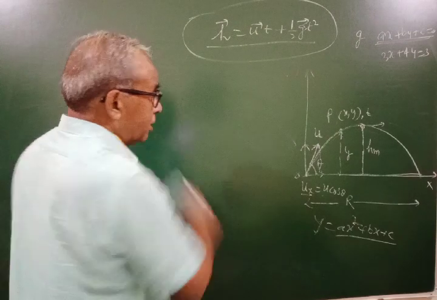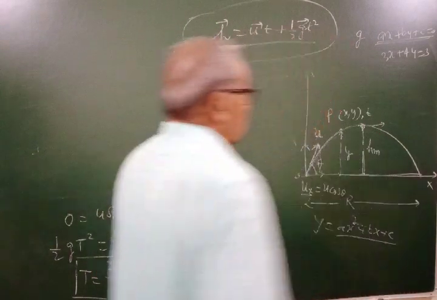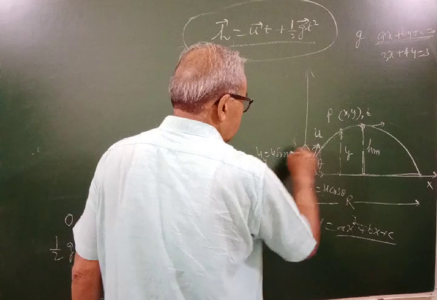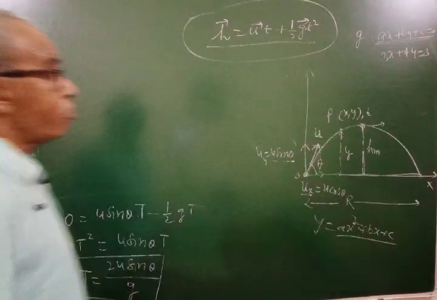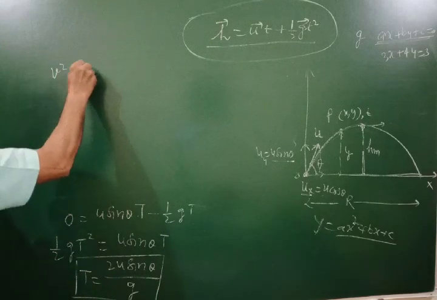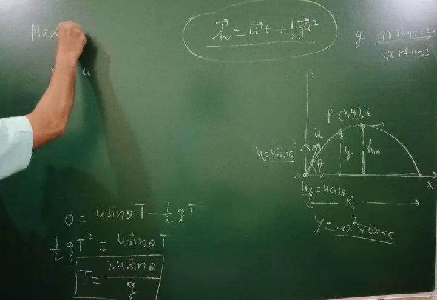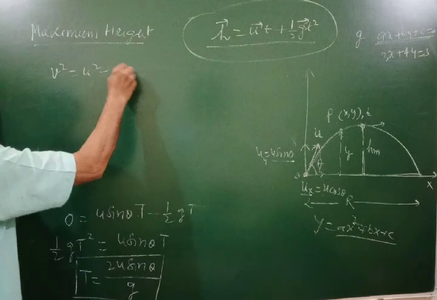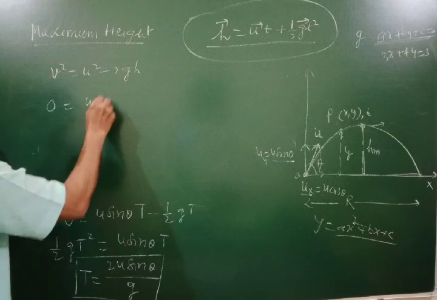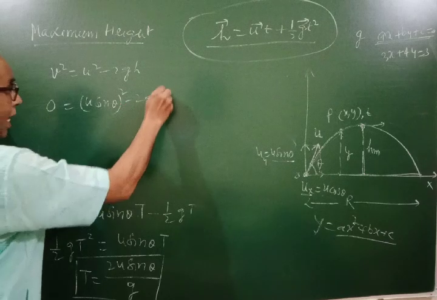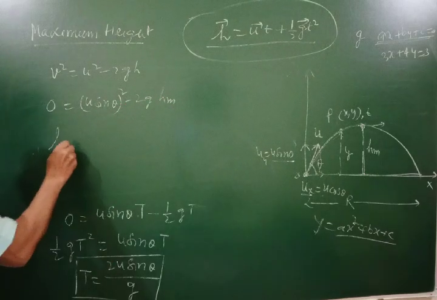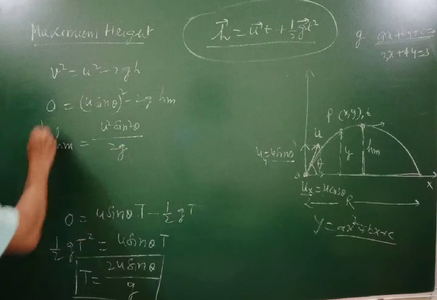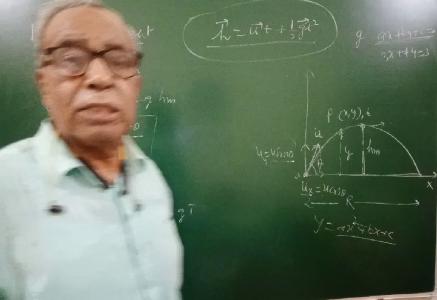Now this maximum height. I just told you that the vertical component u sin theta becomes 0 at this point. So we have the equation v square is equal to u square minus 2gh, where h is the maximum height. So 0 is equal to u sin theta whole square minus 2g h m. From here h m is equal to u square sin square theta upon 2g. This is for maximum height.